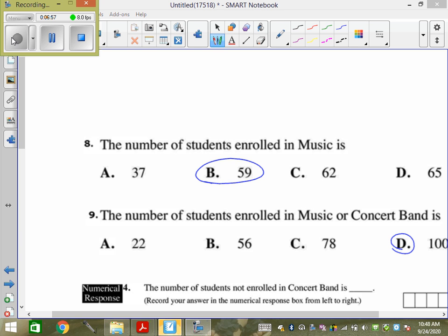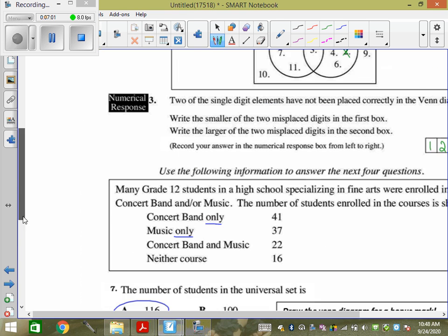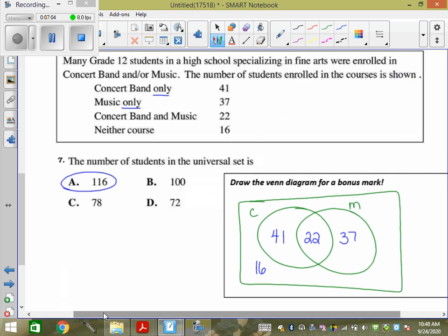The number of students not enrolled in concert band. So this is where people make an oopsie. They will say it's 41. Nope. They will say it's 37. You forget to take also the people who are on the outside, because they're still not in concert band as well. So it's 37 plus 16, which is 53.